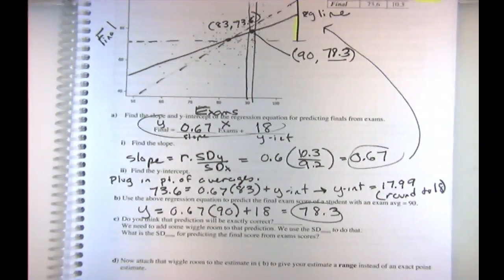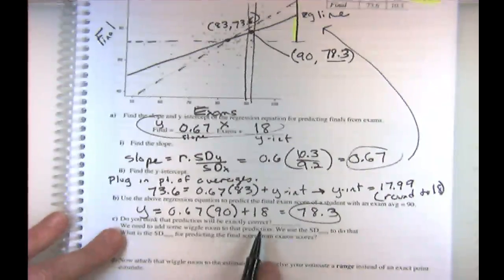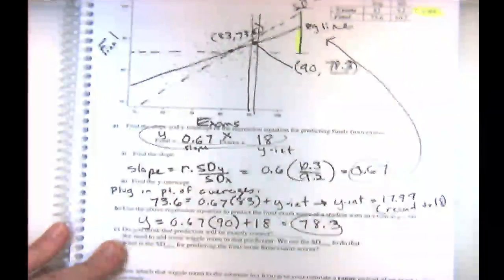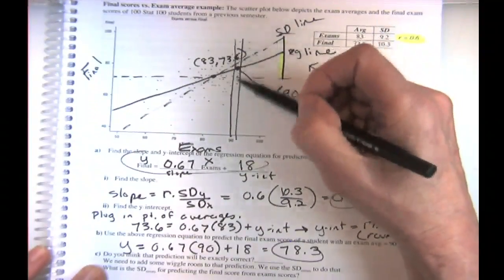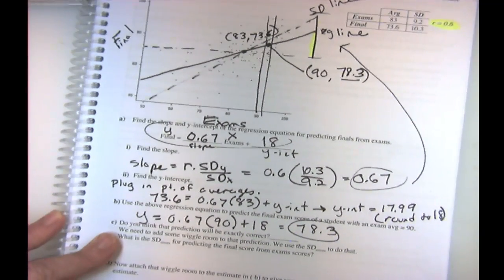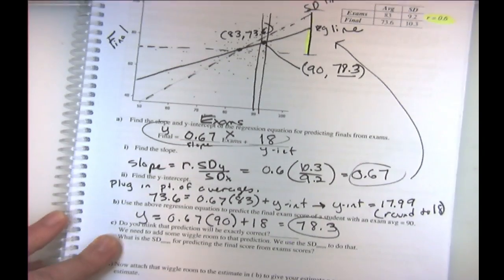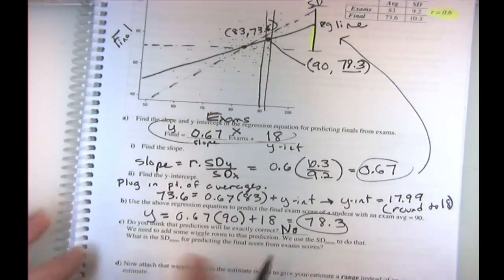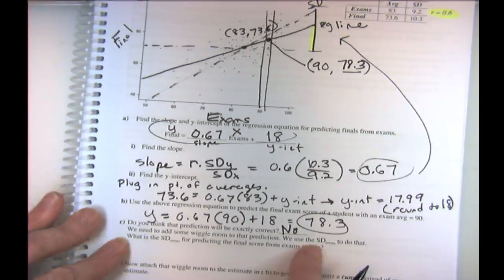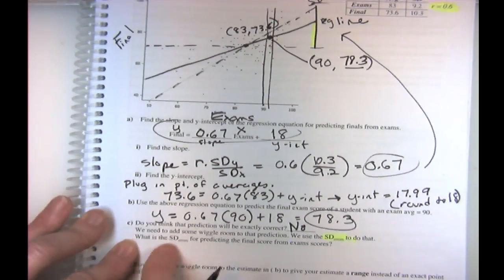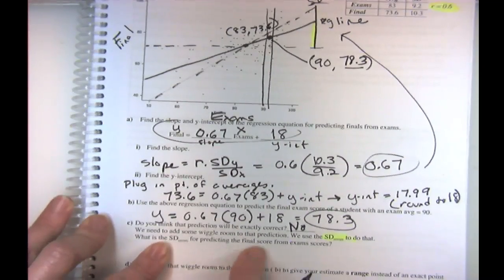All right. Now, the last thing that we want to do is, do you think this prediction will be exactly correct? No. There's scatter. Look at that. So what we want to do is, give me a measure of that scatter. What's the standard deviation of that scatter? This is a point estimate. We want to give it a range. We're going to give it a confidence interval later, but for now, let's just think of a range. So do you think that prediction will be exactly correct? No. We need to add some wiggle room to that prediction, so we use the standard deviation of the errors to do that. Later, we're going to build confidence intervals.